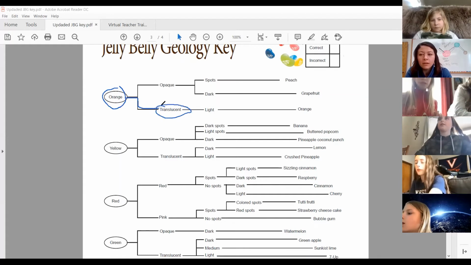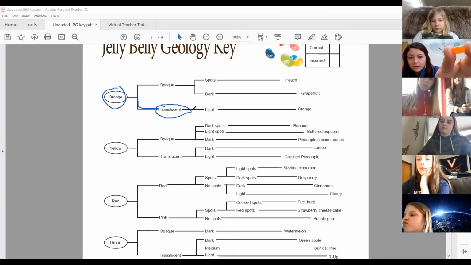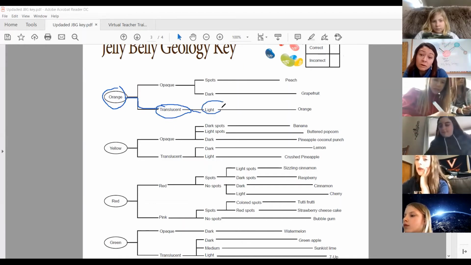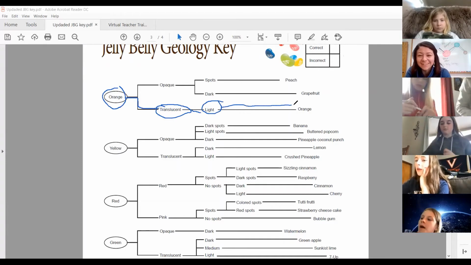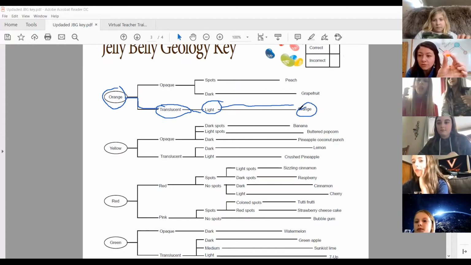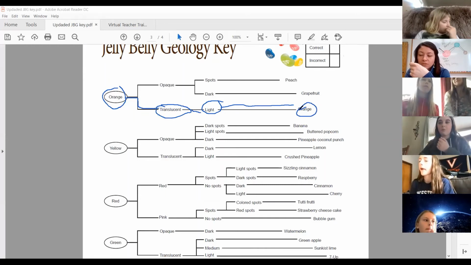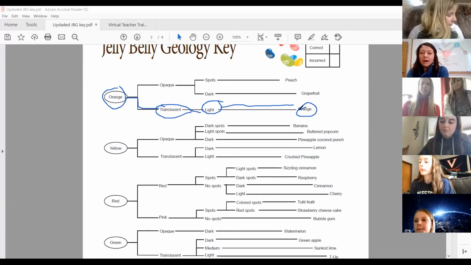And then if you're following our key, the only other option is that it's light colored, because we don't have two different options. It's light colored, so that means it's orange flavor, as in the orange fruit. So orange is pretty self-explanatory. Okay, so everyone, if you have an orange one, go ahead and test it. Have orange? Thumbs up? All right, nice job.